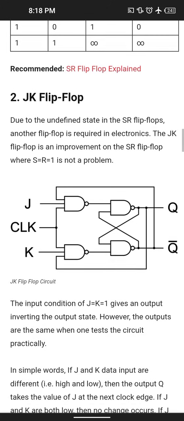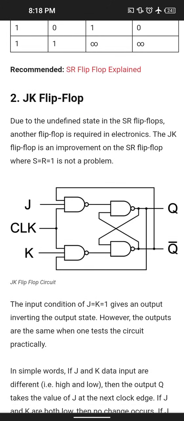The JK flip-flop is the improvement on the SR flip-flop where S is equal to R is equal to 1 is not a problem.